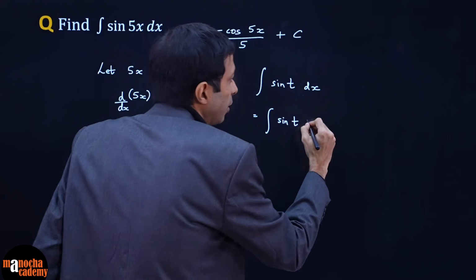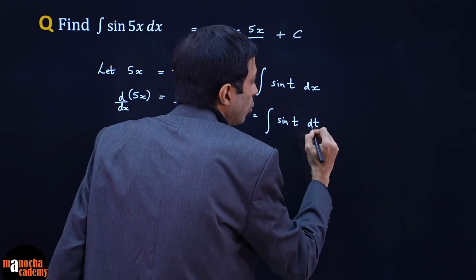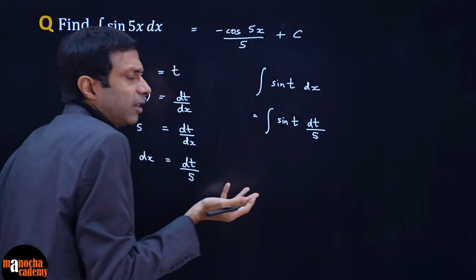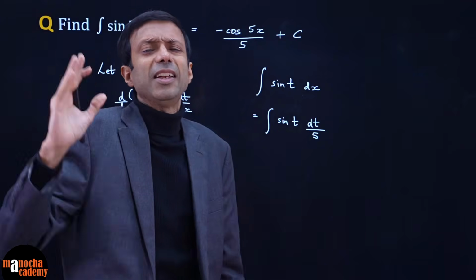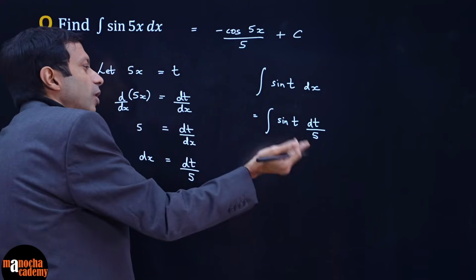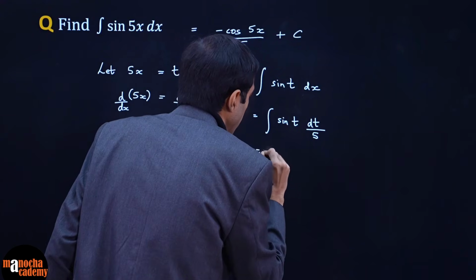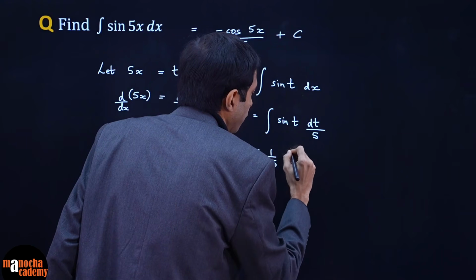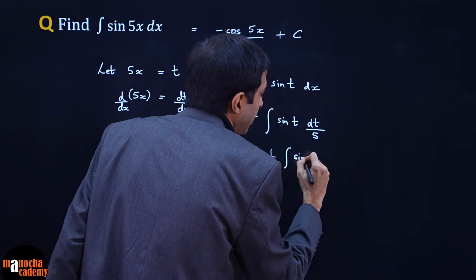And this is absolutely fine because now you have changed the variable to t and now 5 is a constant. Constants don't interfere. They're lovely guys. They come out of the integration. So come out please. So it comes out: 1/5 integration sin t dt.